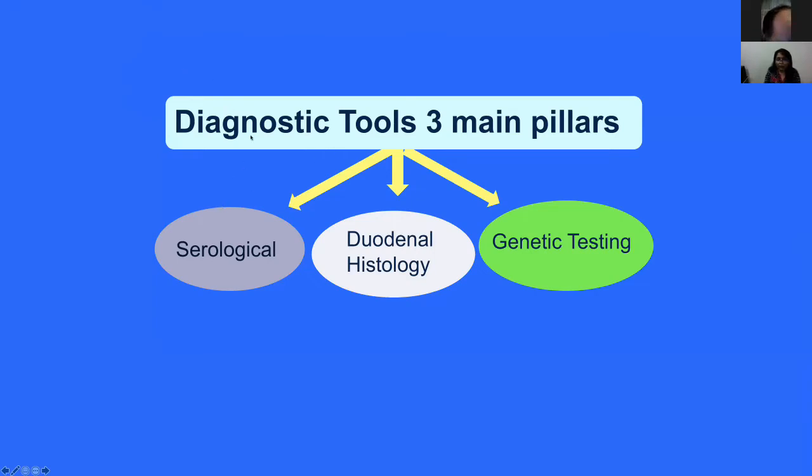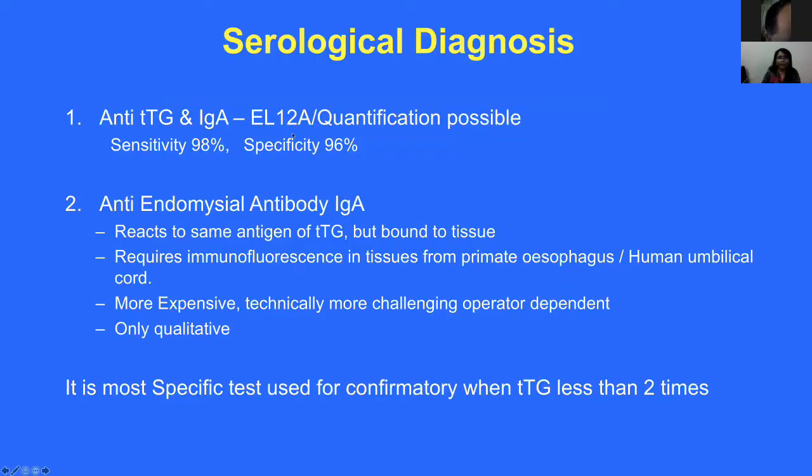One is serology, second is duodenal histology, third is genetic testing. For duodenal histology, we do upper GI endoscopy and we take a duodenal biopsy. I will explain that. Coming first to the serological diagnosis.